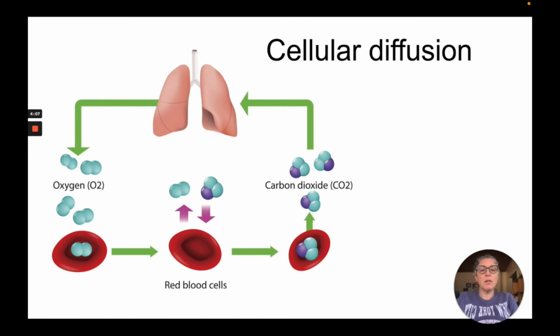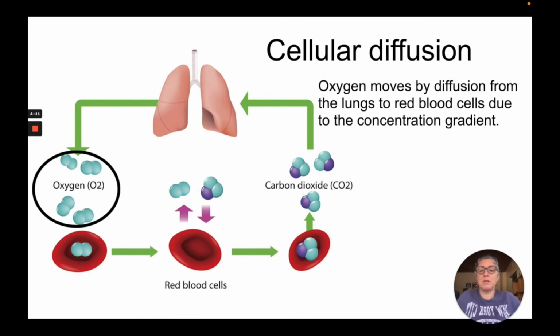So let's talk about diffusion at two key locations in this diagram. The first one is the diffusion of oxygen. That is the movement of the oxygen molecules from the lungs to the red blood cell, and this is due to the concentration gradient. Let's not forget the blood is coming into the lungs deoxygenated at this point. That means there's a very low amount of oxygen in the blood as it goes into the lung capillaries from the heart.